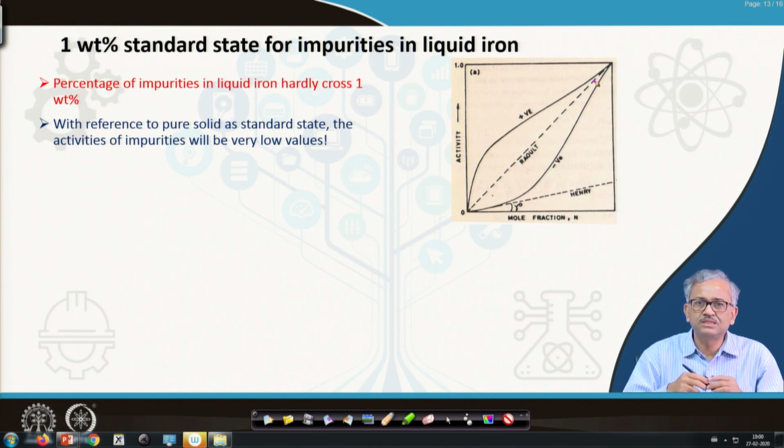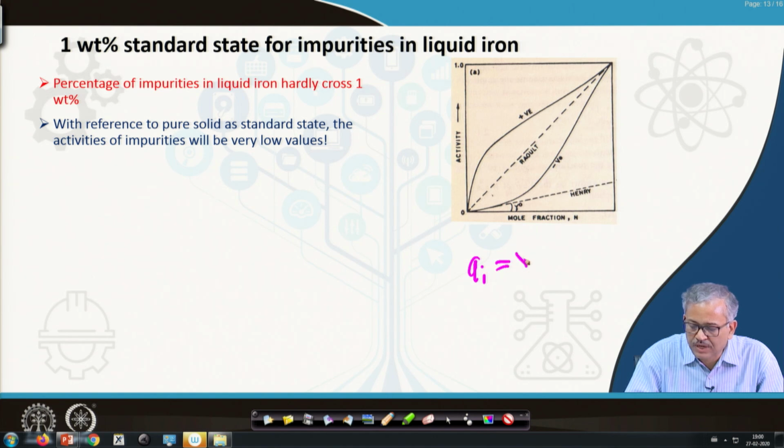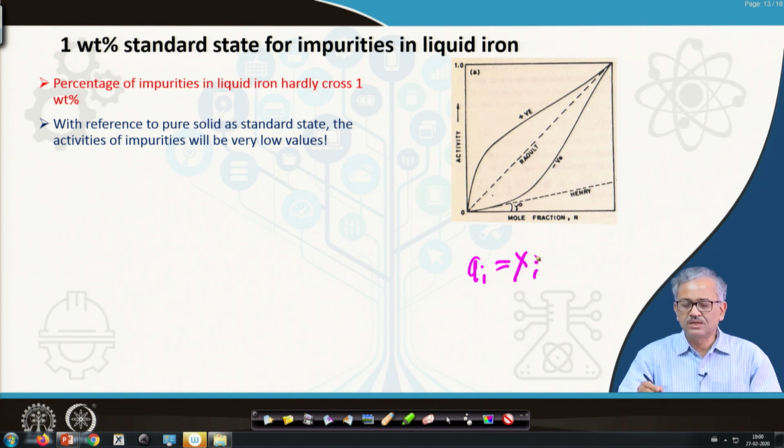Raoult's law basically says that for an ideal system, when you do not have any interaction between the solute and solvent, then Raoult's law is valid, and under that condition you can say activity is equal to the mole fraction, right. So, this is the Raoult's law straight line, where activity is equal to mole fraction. So, when xi is equal to 1, then activity is equal to 1, that is the pure solid at the standard state, right.